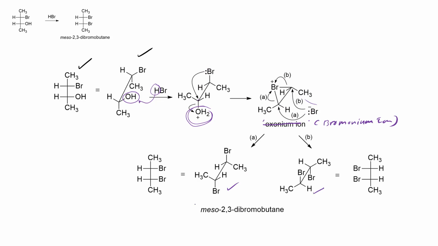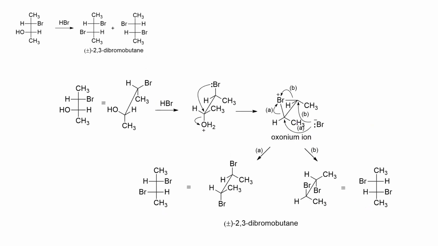So all of these are meso compounds, and these two form in equal amounts. Therefore, the overall mixture will be optically inactive. Very similarly, the other one can also be explained the same way. I'm not going to explain it again, but it is the same answer in a different compound: bromonium ion.